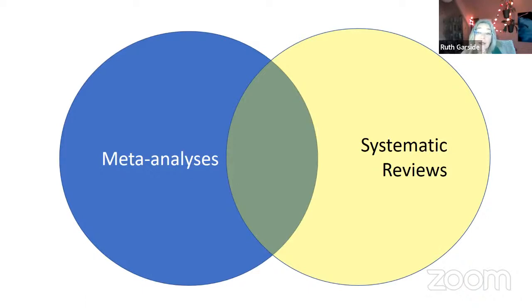And there are also meta-analyses which don't base themselves on systematic review methods. So a single lab, for example, might conduct a meta-analysis across the studies that they have conducted, but not include all the studies that are out there on a similar topic. So there is overlap. Systematic reviews can include meta-analyses, and a meta-analysis might be part of a systematic review, but they have this overlap in the middle.